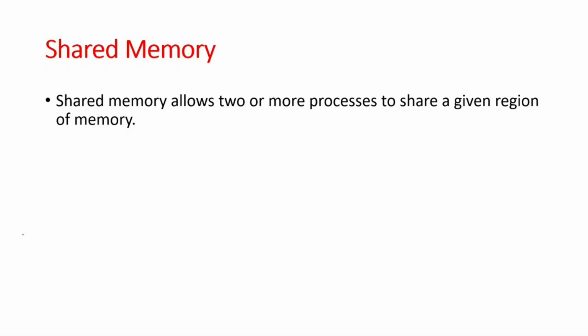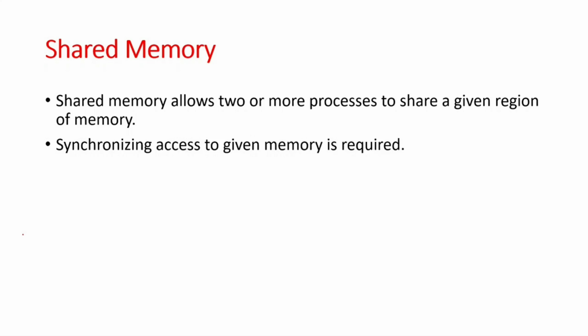The only trick or the headache that we need to consider while using shared memory is to synchronize the access to a given shared region among multiple processes. For example, if the server is placing data into a shared memory region, the client shouldn't try to access the data until the server is done, right? This is the headache we need to address, and this can be easily done by using the concept of semaphores, which we have already seen in the previous videos. So synchronizing access to the memory is required.